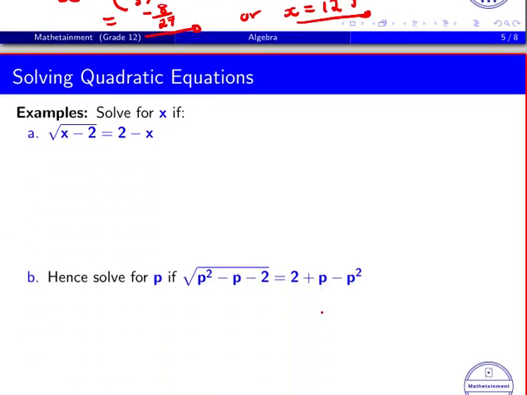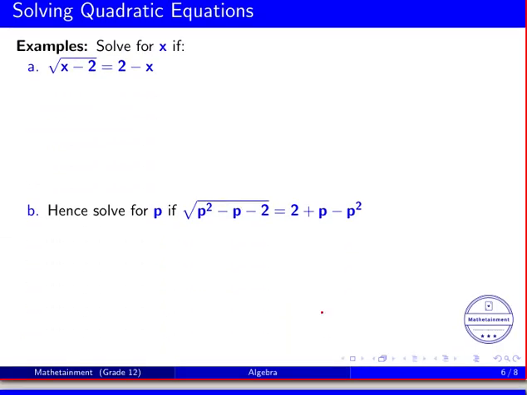So now, let us do another example here. This one has two portions. The first one says, solve for x if the square root of x minus 2 is equal to 2 minus x. To solve for x there, we want to get rid of the square root. So it means we want to square both sides. So the square root of x minus 2 all squared is equal to 2 minus x all squared. That's what it means to square both sides.